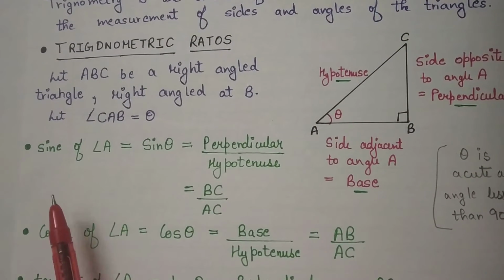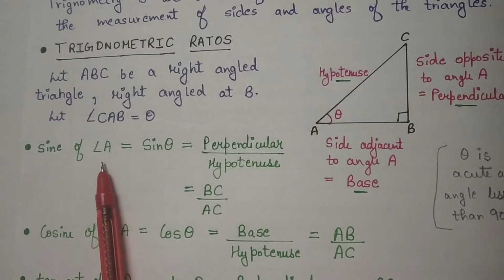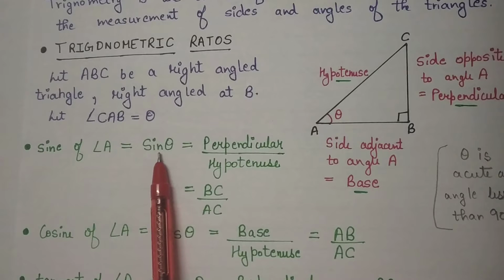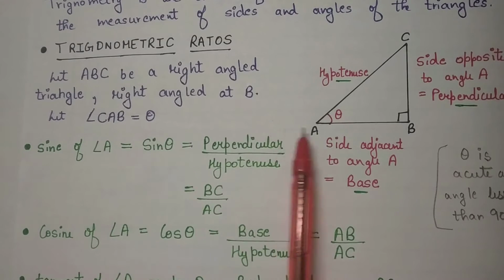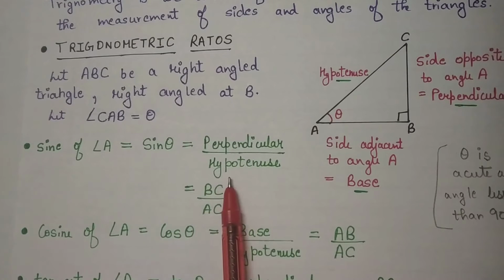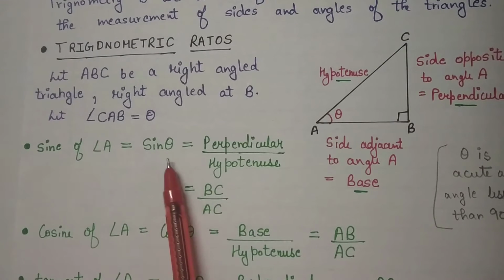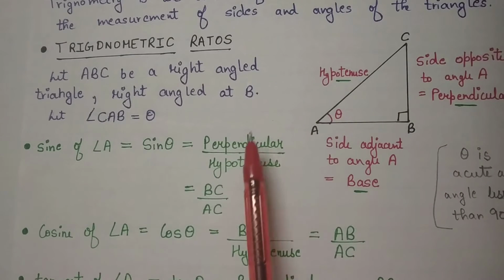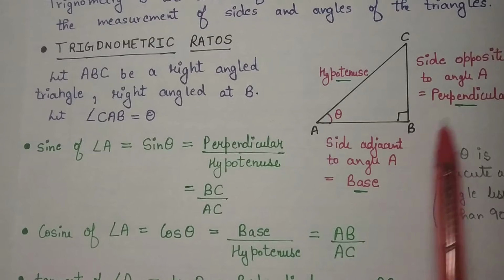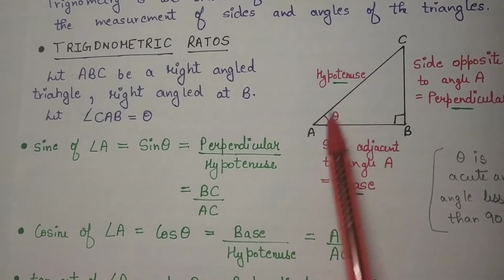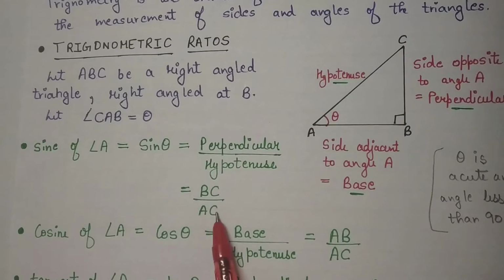The first formula is sine of angle A, written in short form as sin, and angle A is theta here. So I have written theta, which is equal to, the formula says, sin theta is equal to perpendicular over hypotenuse. What is perpendicular here? BC. So BC by hypotenuse, which is AC. So I have written BC by AC.